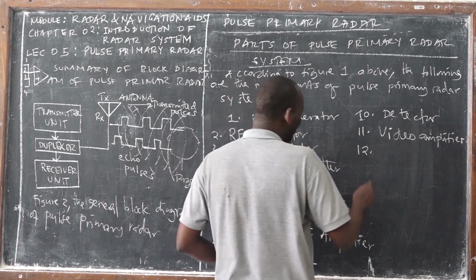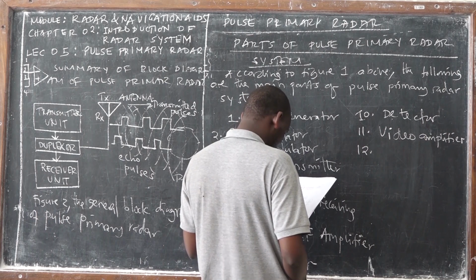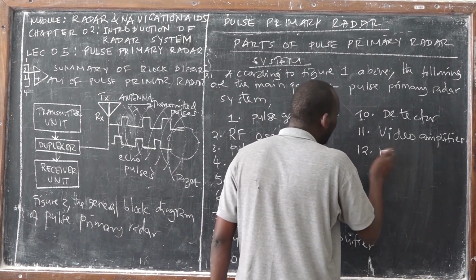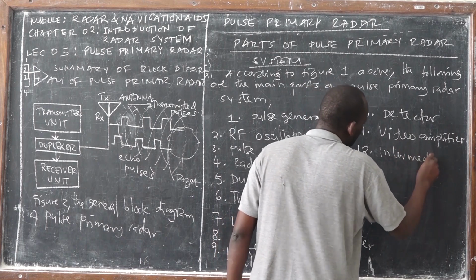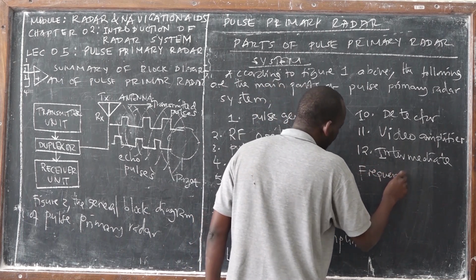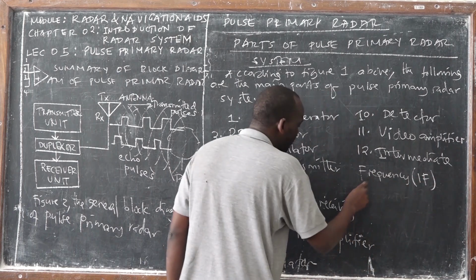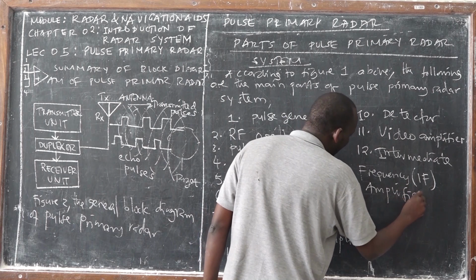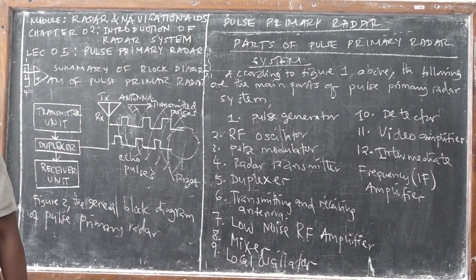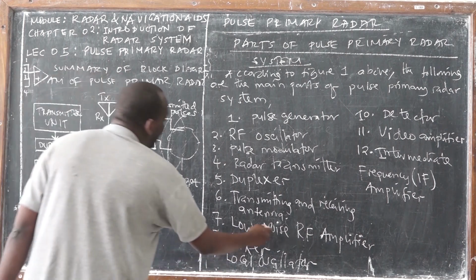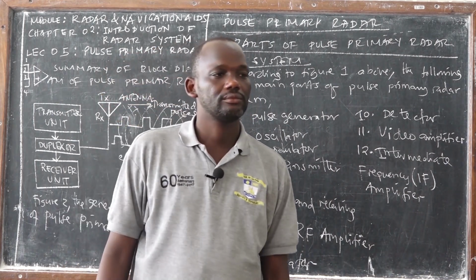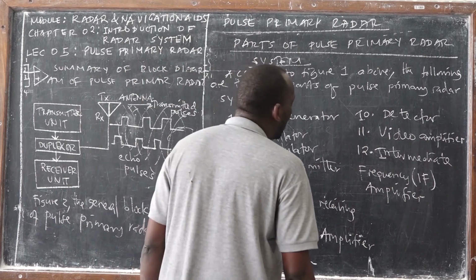Oh, my students, I think that the other part is what? I forgot one of the parts. This is called the intermediate frequency, IF amplifier. So with this block diagram, you might be feeling unhappy if you forgot about the amplifier. So you have a low noise radio frequency amplifier, and also you have the intermediate frequency amplifier.